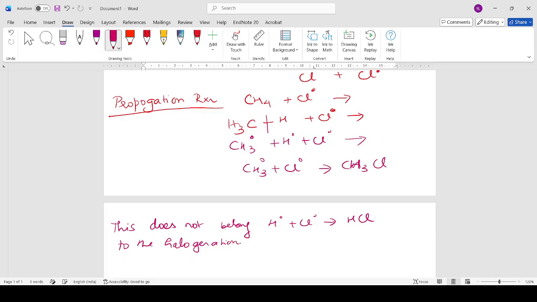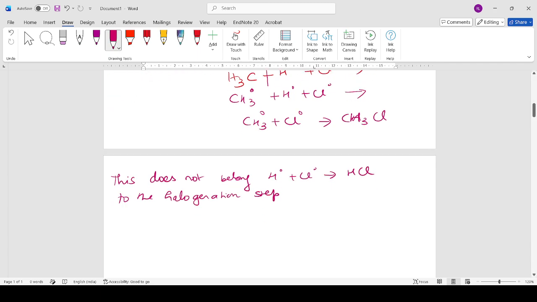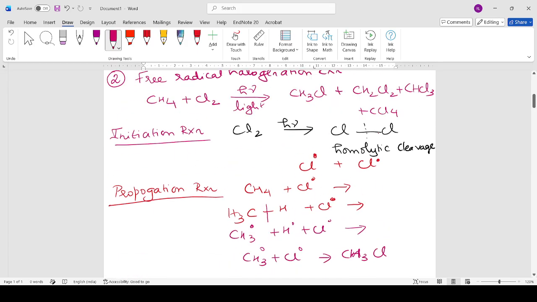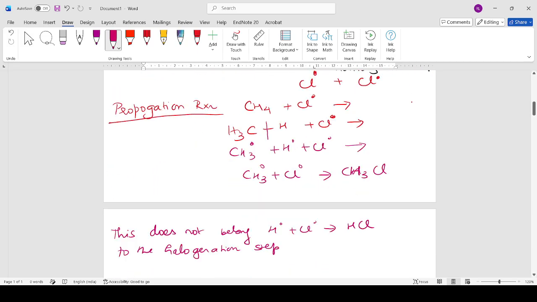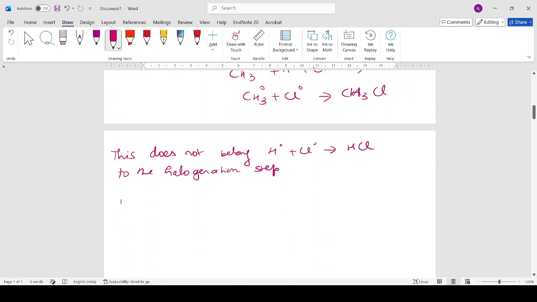They'll give you several steps. They're asking you which does not belong to the halogenation step. This does not belong to the halogenation step. So this further goes on and on so that you are going to get these different products here like CH3Cl, CH2Cl2, CHCl3, CCl4, etc. The last reaction is called the termination reaction.